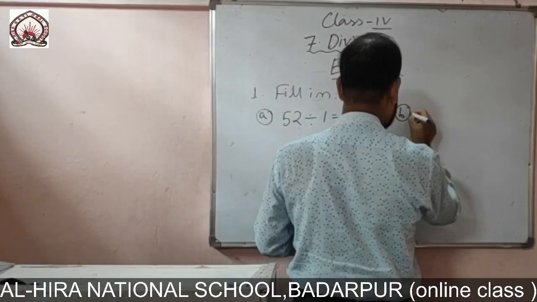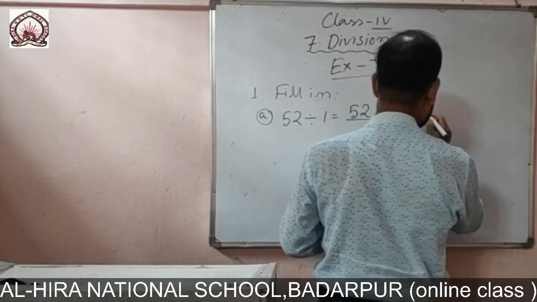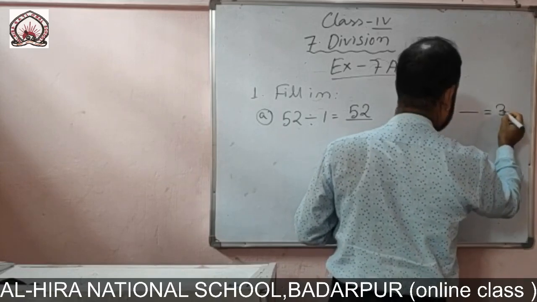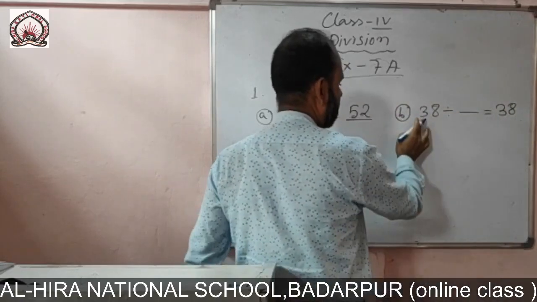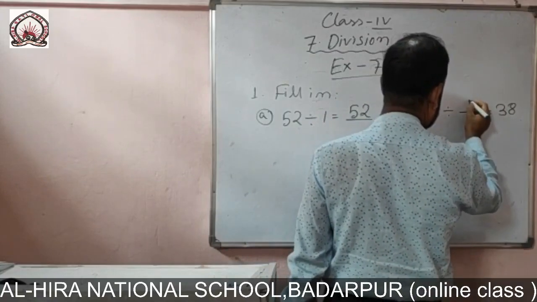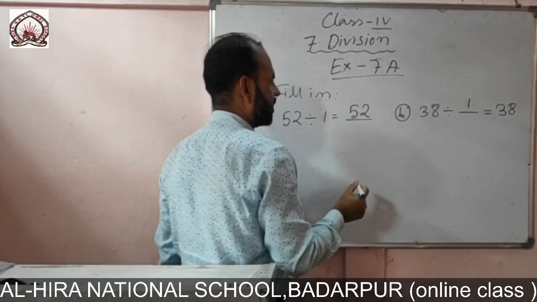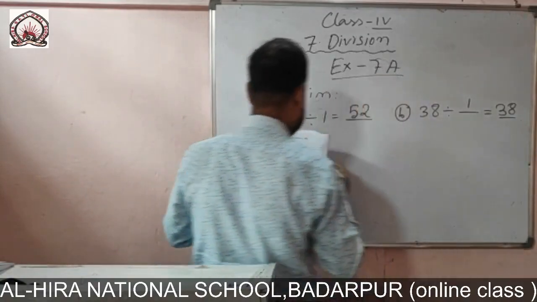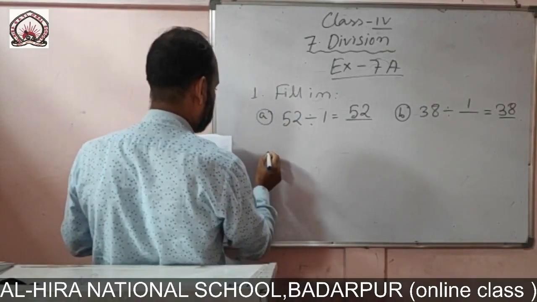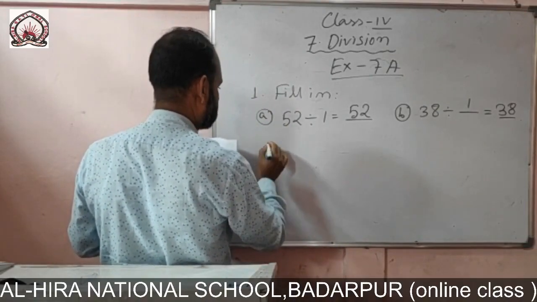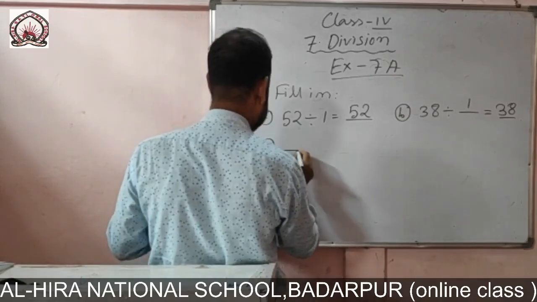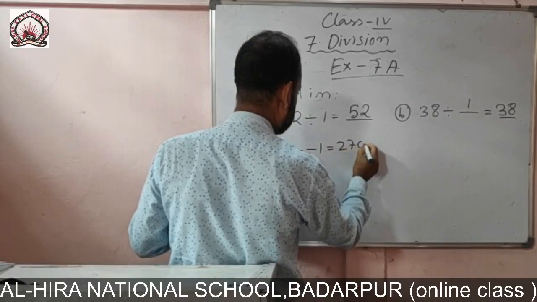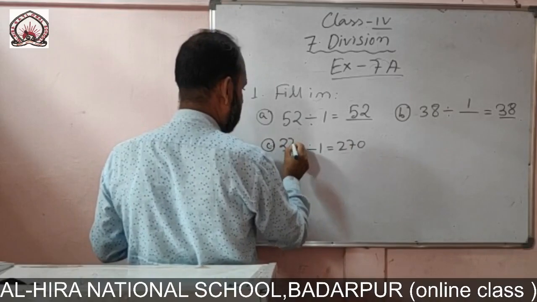Number B, 38 divide dash equal to 38. So here 38, here also 38, so we divide by 1, then the answer is 38. Next, question number C. Dash divide 1 equal to 270. Obviously we know it is 270.